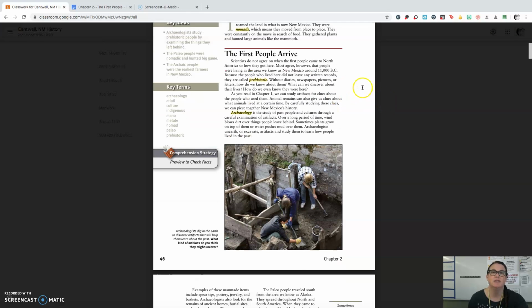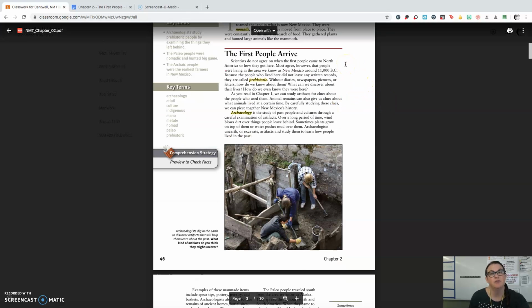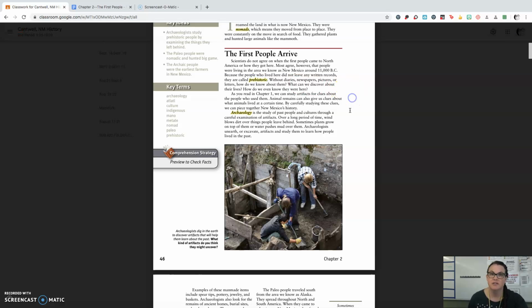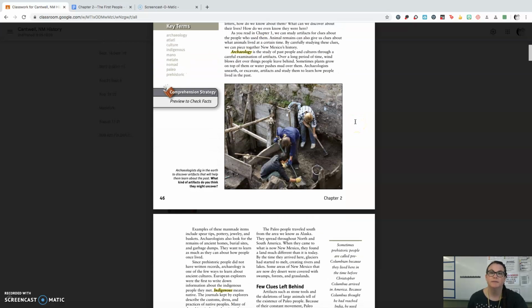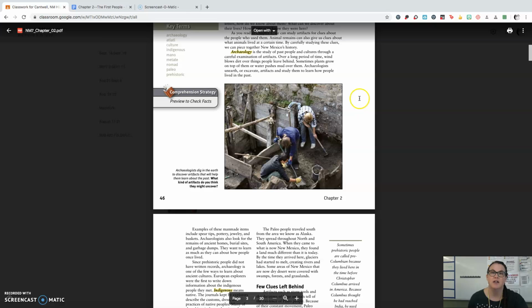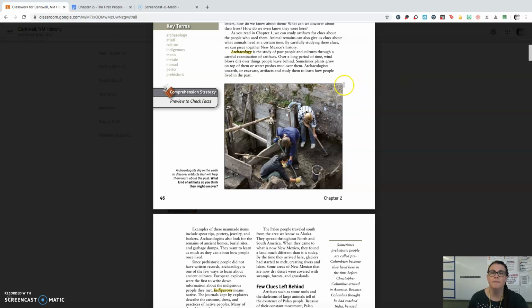So scientists do not agree on when the first people came to North America or how they got here. However, most people agree that people were living in New Mexico in around 11,000 BC. Because the people who lived here did not leave any written records, they're called prehistoric. So without diaries, newspapers, pictures, letters, how do we even find out about them? Well, if you look at this picture here, these are archaeologists.